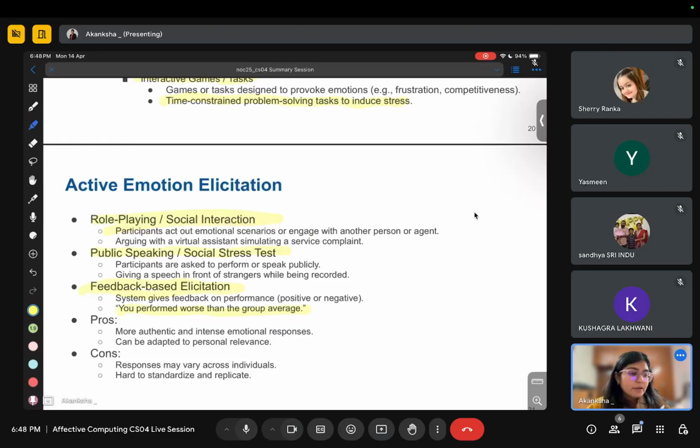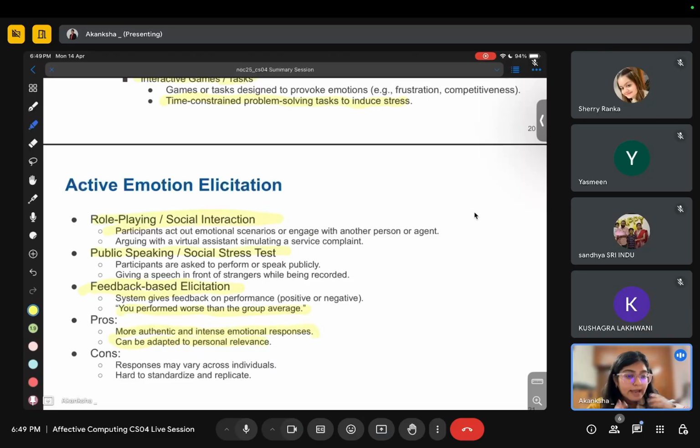What are the pros? Pros are like, this is a more authentic approach, right? This is a more authentic, like you are actually inducing the emotions, and they are giving the intense responses back, and it can be adapted to personal relevance.